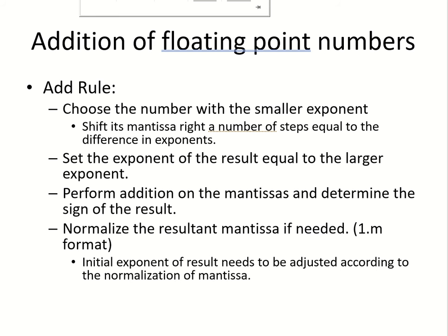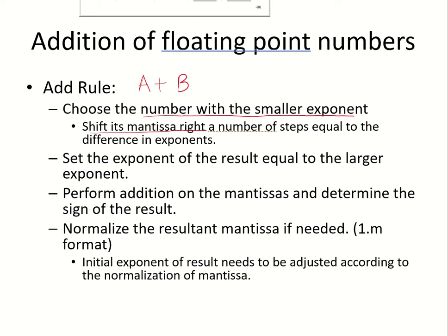In this lesson, we are going to add two floating point numbers. So if the numbers that are to be added are a and b, they cannot be added until their exponents are the same. Once the exponents are equal, the mantissas can be added. So we will start with the number which has the smaller exponent. We will shift the mantissa of that number right.